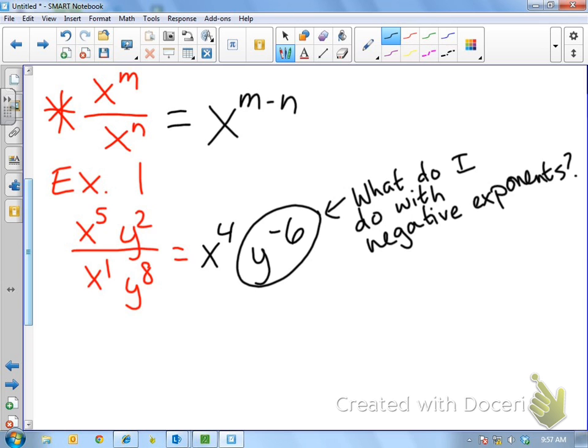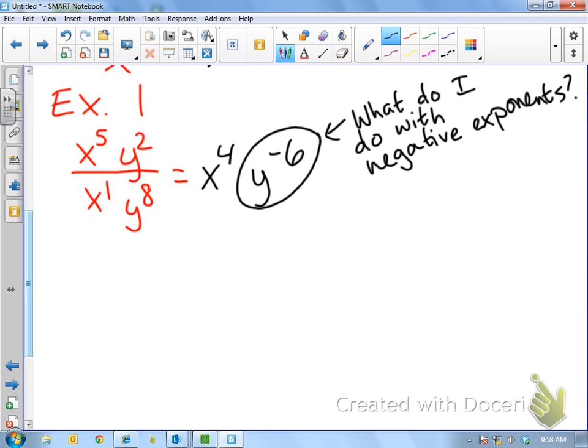So that means we need another rule. We come up with one. That first rule said if we're dividing, we subtract. Miana says if you have a negative exponent, it goes on the bottom under the x. She is correct. She says we're going to put it on the bottom, but let me show you why that is.